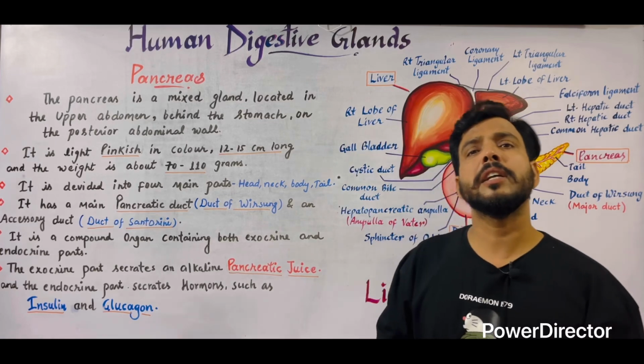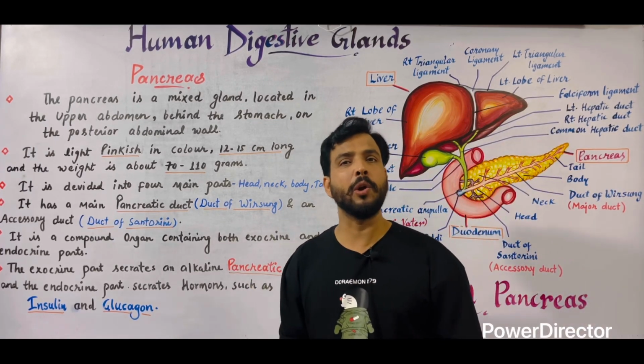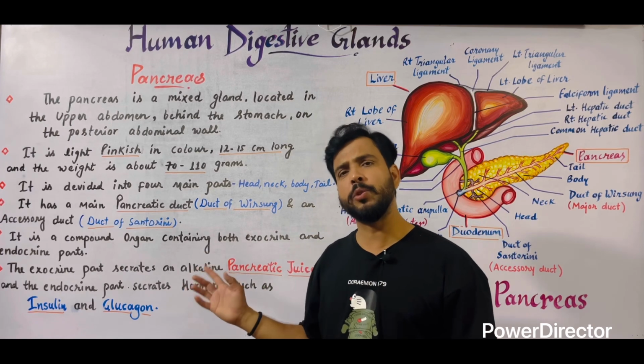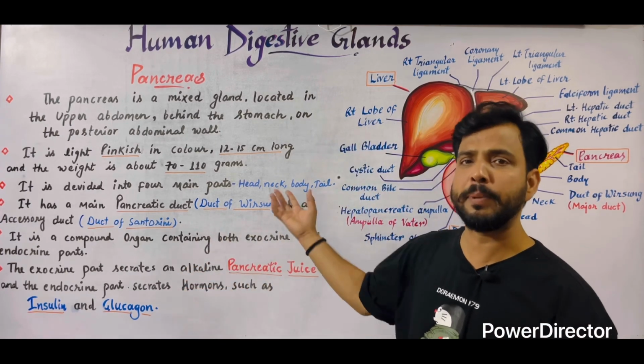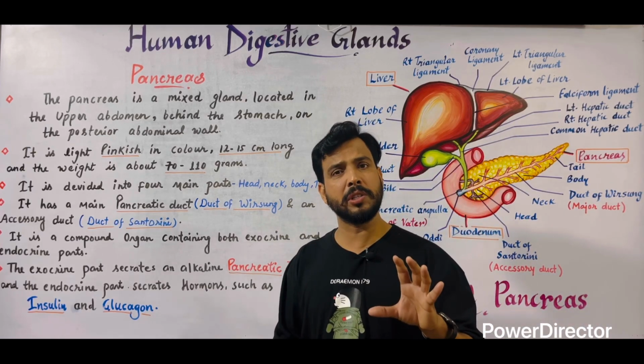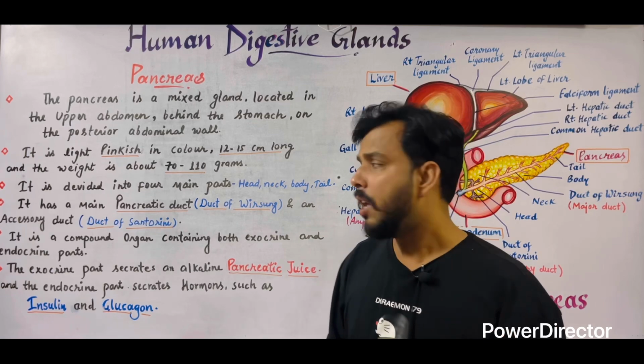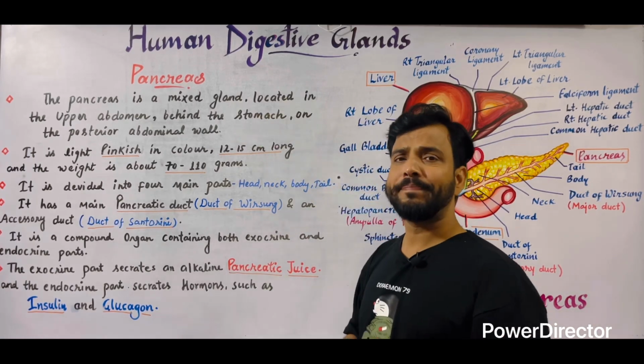Another function is that it secretes some important hormones such as insulin, glucagon, etc. I will tell you in detail all these things in a separate video on the pancreas. So the pancreas performs exocrine functions and endocrine functions. Hence it is called a mixed gland. Now we will see the theory.